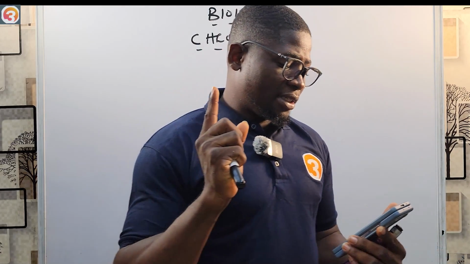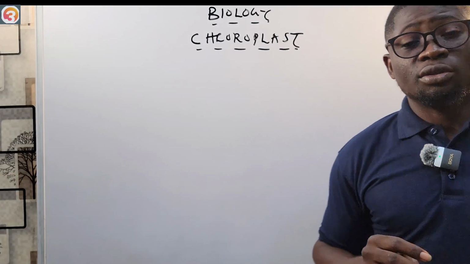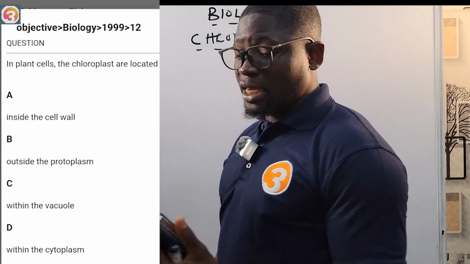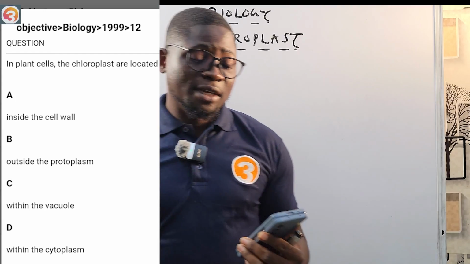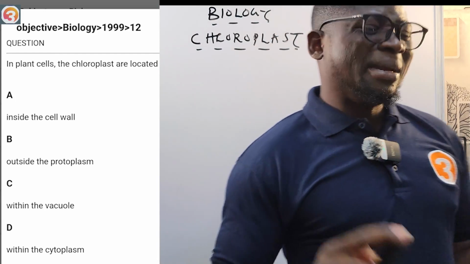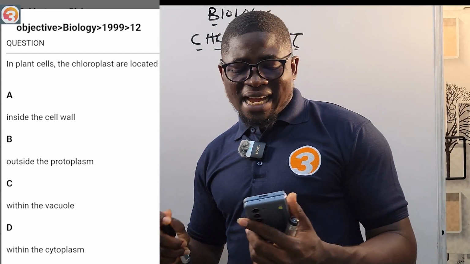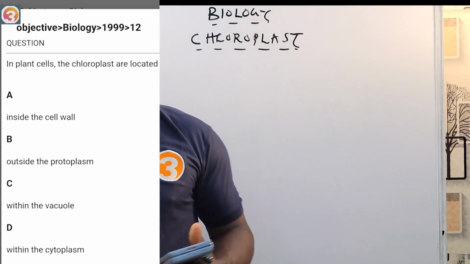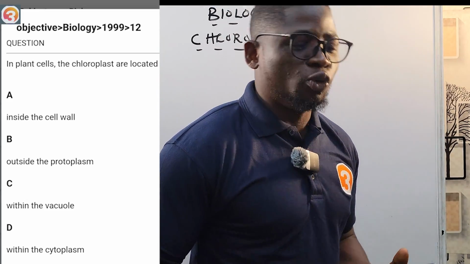This is a 1999 question number 12 from the O3 Schools JAMB CBT practice app, which is being displayed on your screen right now. It says, in plant cells, the chloroplasts are located. Where is the chloroplast located?